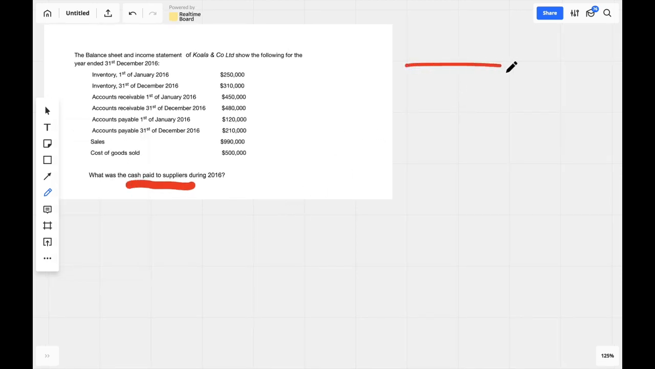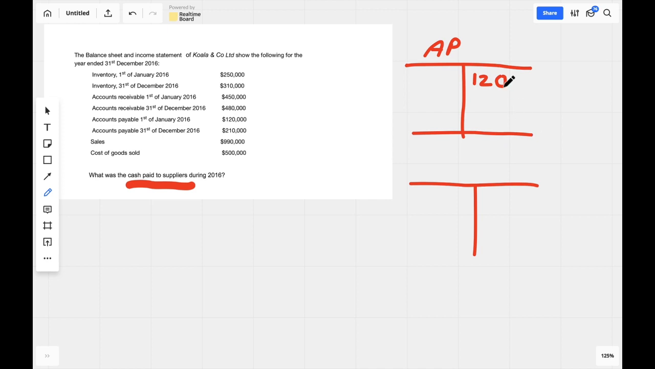So let's do a T account. We're going to do two T accounts. First of all, we're going to do the accounts payable, we'll call it AP. Remember, this is the liability account. We have an opening balance of 120, and it goes on the right side because it's a liability. It has a closing balance of $210,000.